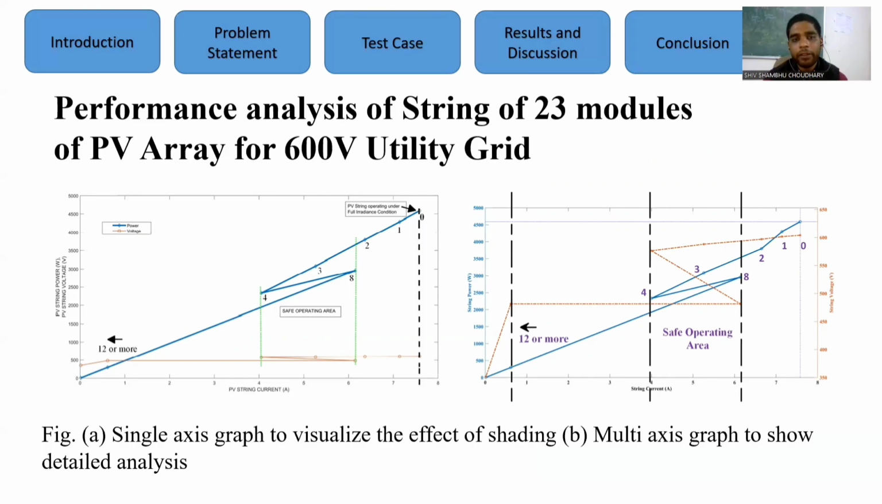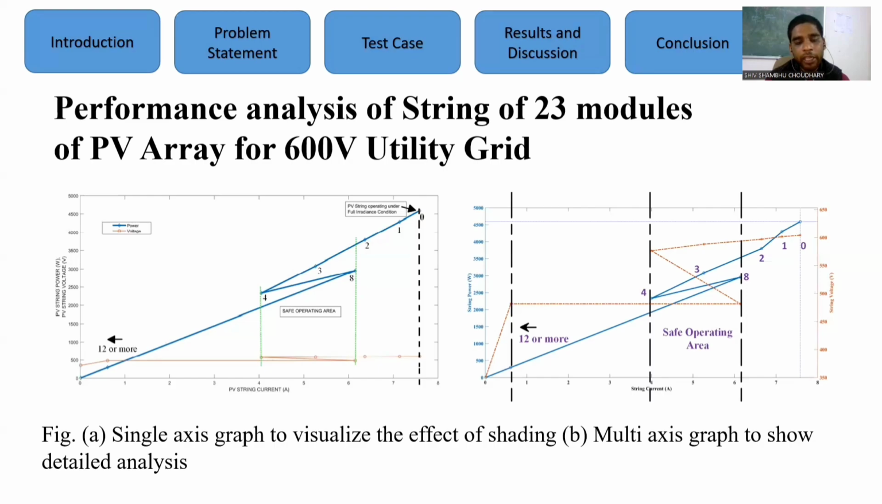The first result discusses the performance analysis of a string of 23 modules of PV array for 600 volt utility grid. In the first graph, the single axis graph, and the second graph is multi-axis graph. In both the graphs, PV string power and PV string voltage are plotted with respect to the string current. First of all, we have seen the behavior of the system.